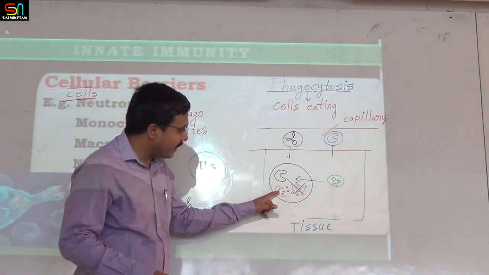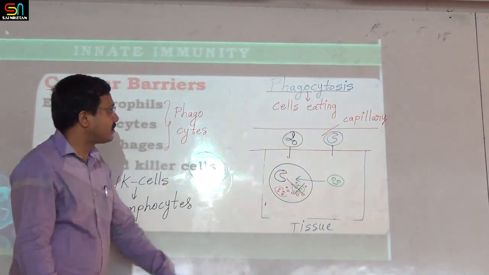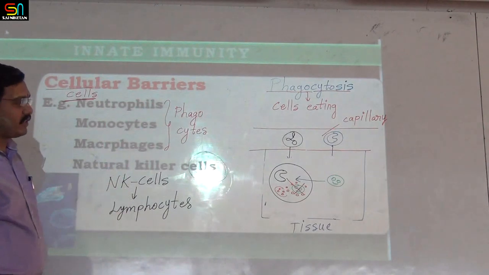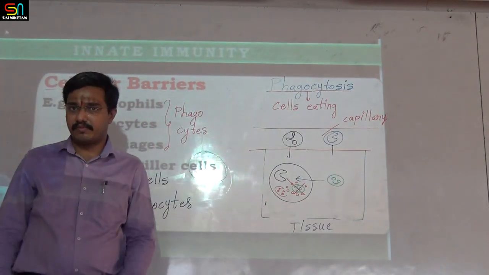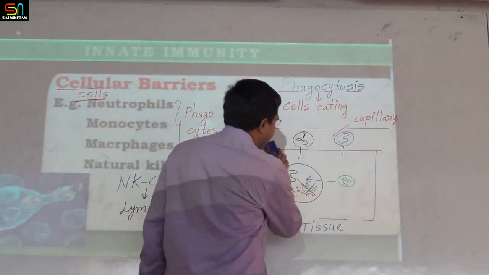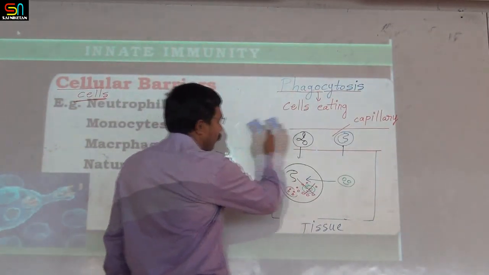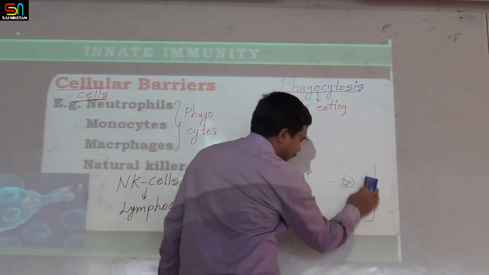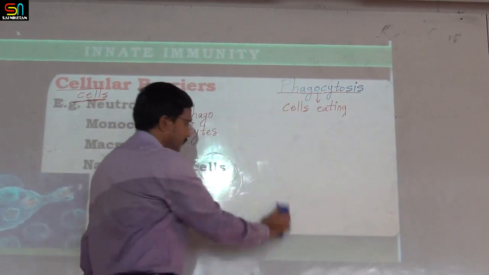In this way, these three cells, neutrophil, monocyte and macrophages, kill the pathogens. Now one more special type of cell is there, that is called NK cells. Let me tell you how NK cells are killing the pathogen.